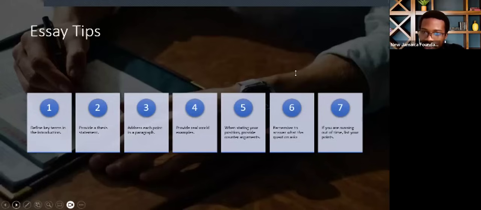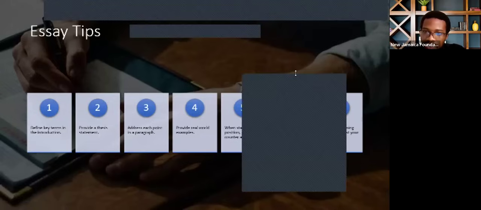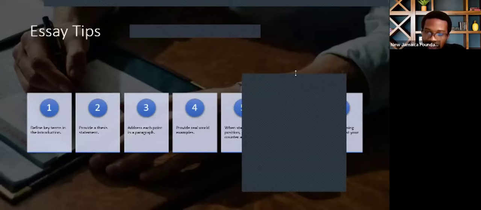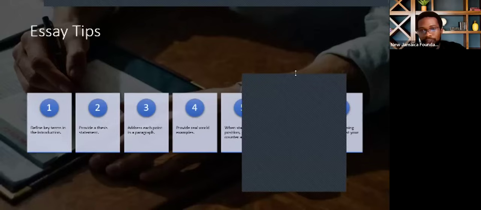Before we go on to essay tips, I see a question. Can we say that due to our culture as Caribbean people, we more use mass media as a tool for entertainment, such as crime and so forth? Yes, we can make that argument, sir. Just have to provide your examples.